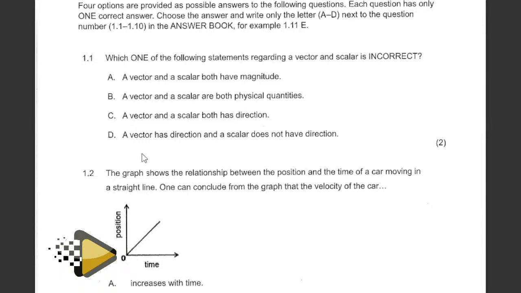Let's look at the options provided. Option A says a vector and a scalar both have magnitudes. That is correct. Remember, we're looking for the incorrect one. Then B, a vector and a scalar both have physical quantities, which is also correct. Then C, a vector and a scalar both have direction. It's only the vector that has direction. Scalar doesn't. So this statement is wrong. Vector has direction, scalar does not have direction. This is also correct. So C will be the best option.